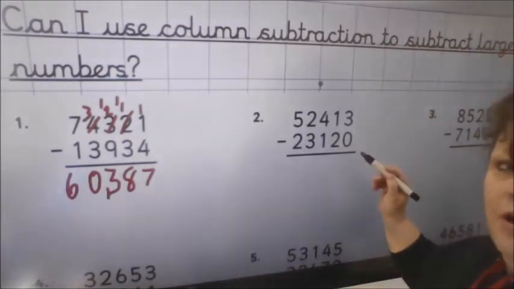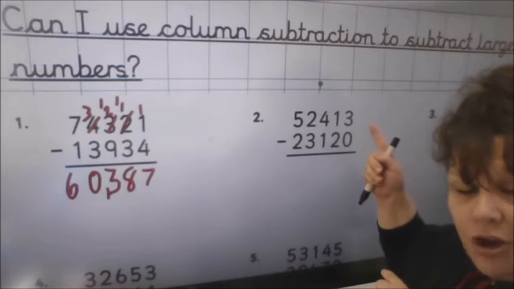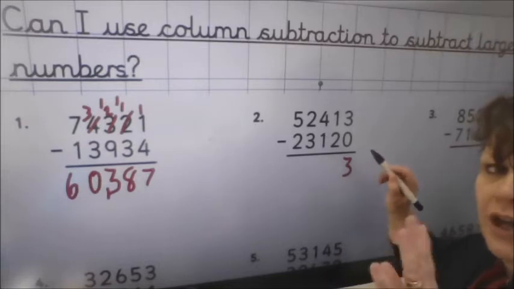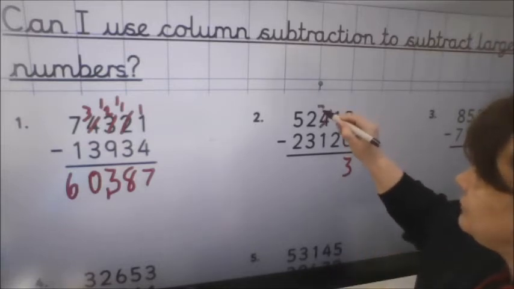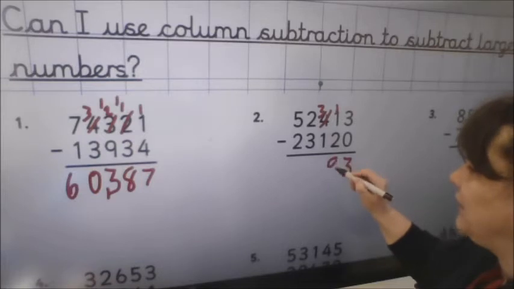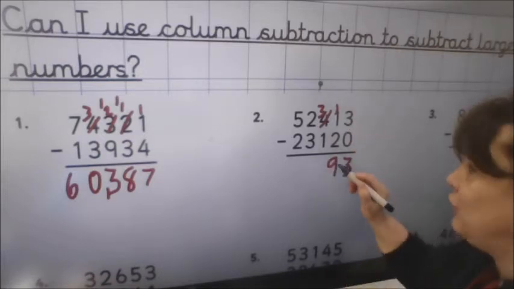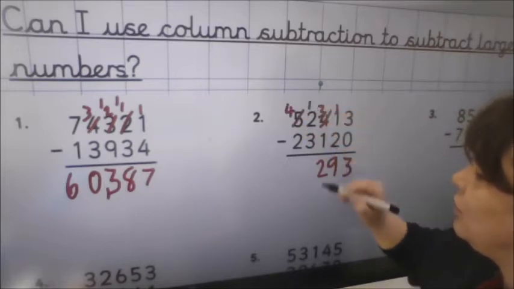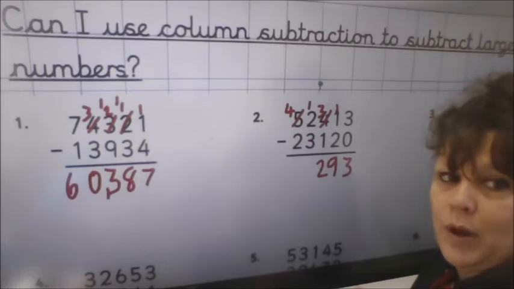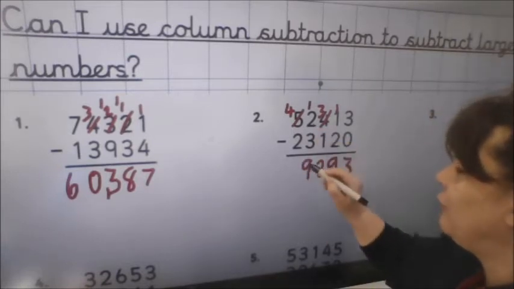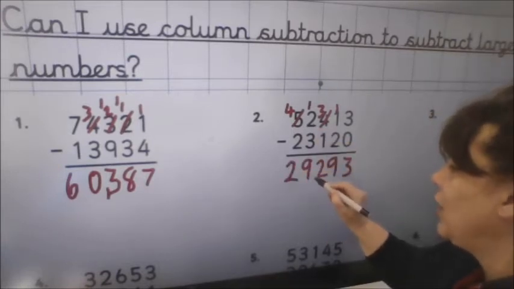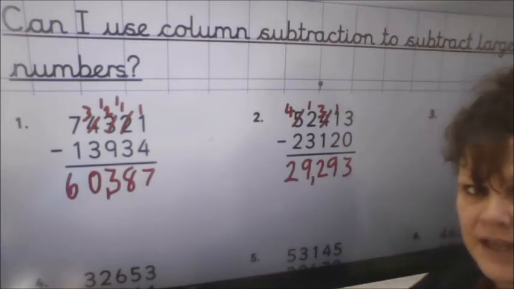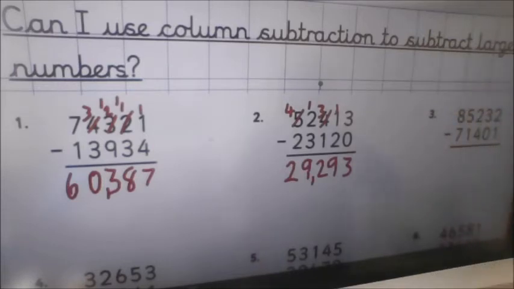Let's have a little look at another one then. So 3 take away 0, I can do that because 3 is at the top. Okay, so 3 take away 0 is 3. 1 take away 2, I can't do that, so I knock next door. 11 take away 2 is 9. 3 take away 1, I can do, that's 2. 2 take away 3, I can't do, so I'm going to knock next door. 12 take away 3 is 9, and 4 take away 2 is 2. So I end up with 29,293.